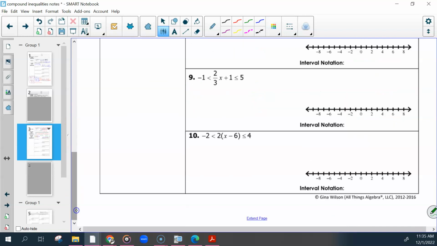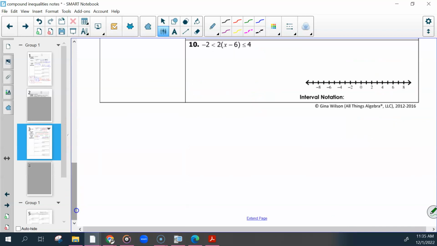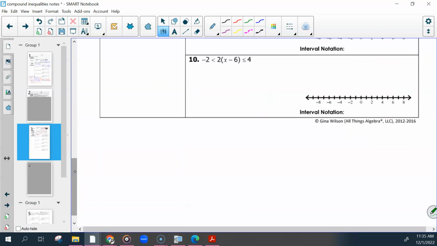Let's do number 10 at the bottom. So for number 10, again, we have two different ways to go about solving this. I'll come back and show you the second one in a moment. We could start off by distributing. We have -2 is less than 2x minus 12 is less than or equal to 4.